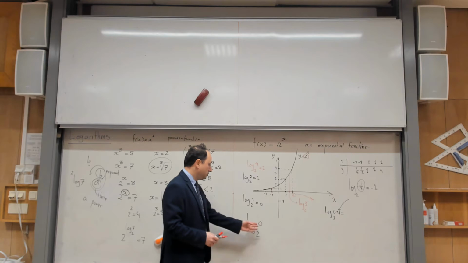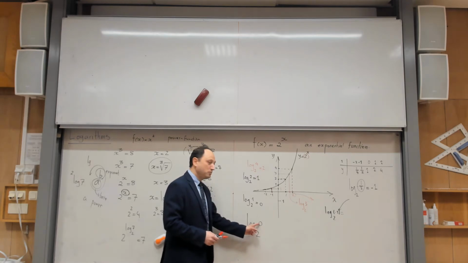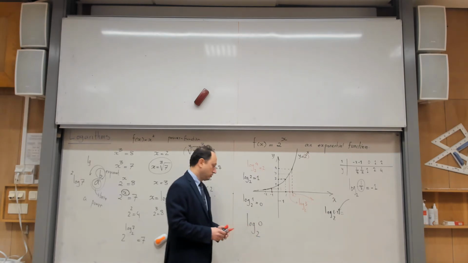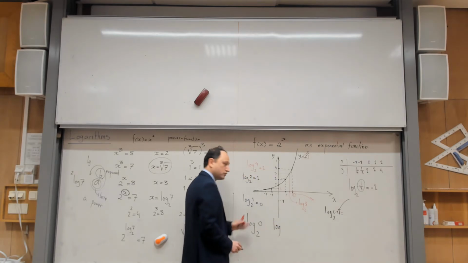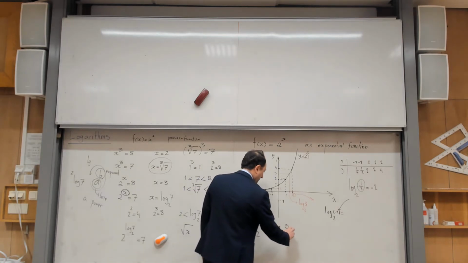But what do you expect if the number is not exactly 0, but very, very close to 0? For example, something like this.